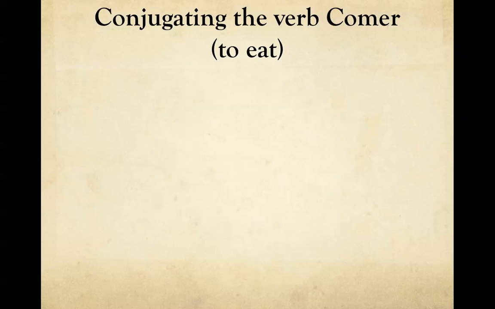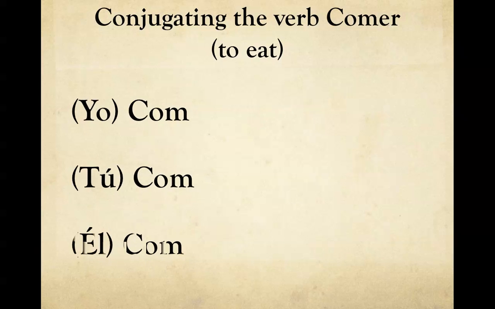Okay, so let's conjugate the verb comer, to eat. So, as usual, we have to take the stem. So we have the stem for the verb comer, and it's the same, obviously, for all three people. The yo, the tú, the él, ella, usted form as well. Just like the verb hablar, the verb comer, when conjugated into the first person, ends with the o.